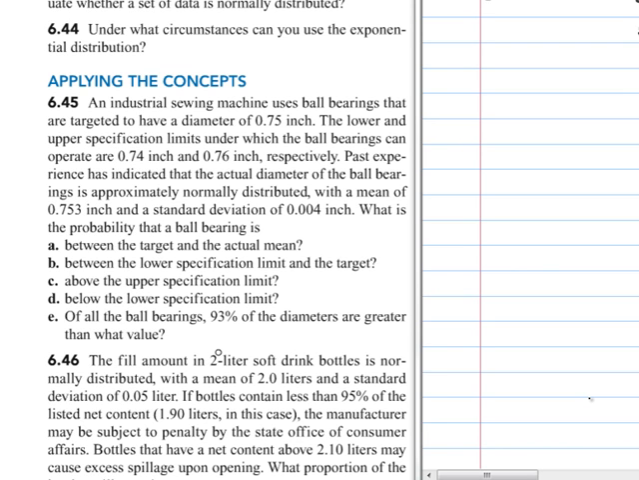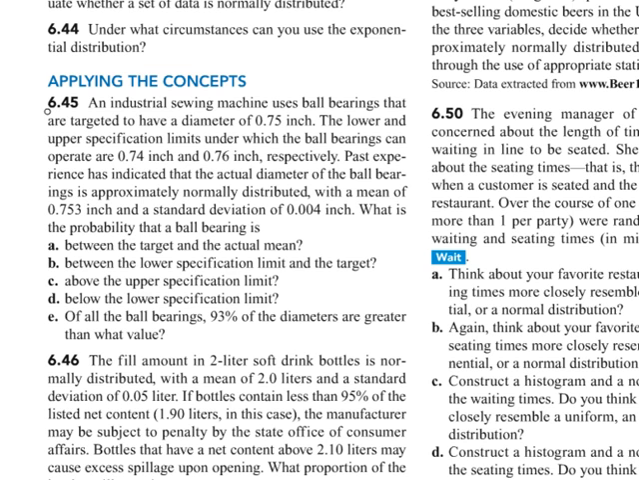Okay, in this example, we're going to be looking at the normal distribution. And the problem that we're going to be looking at is 6.45 from the book. Okay, so there's a lot of numbers in the statement of this problem, but we can keep them straight, and you're going to need to do that on the exam.